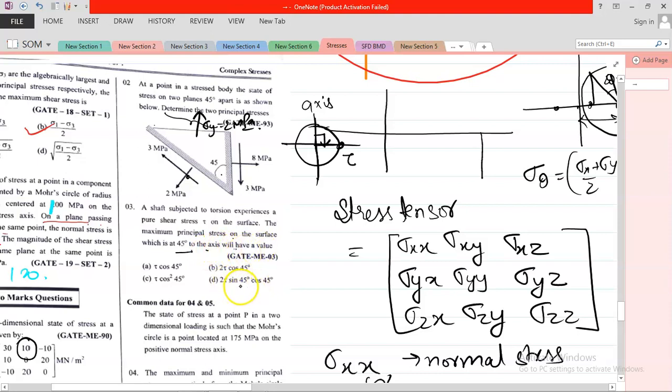So if you just write it, you can solve this: 2 into tau into sine 45 is 1 by root 2 and cos 45 is also 1 by root 2. So if you cut that, it will be the value of tau. So maximum principal stress will be tau. Okay, the option D is correct.